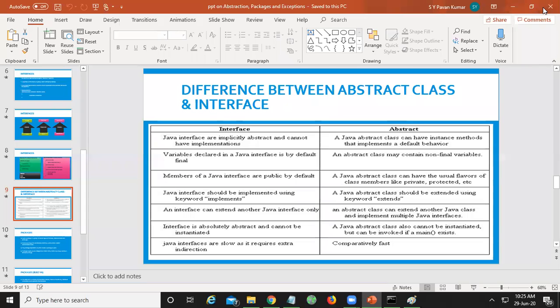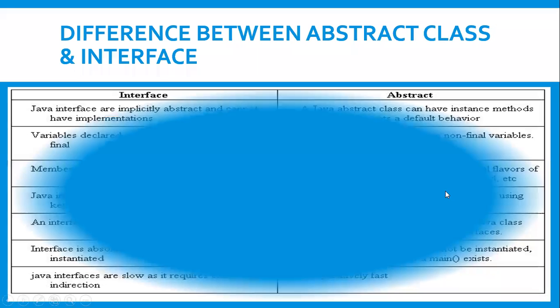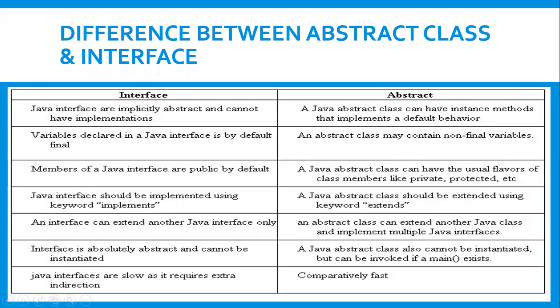So now let us see the difference between abstract class and interface. Very important. Okay. Generally, Java interfaces are implicitly abstract and cannot have any implementations. As we already know, abstract methods are default in the interface, so an abstract method doesn't have any implementations. But in the abstract class, you have to mention explicitly that it is an abstract method.